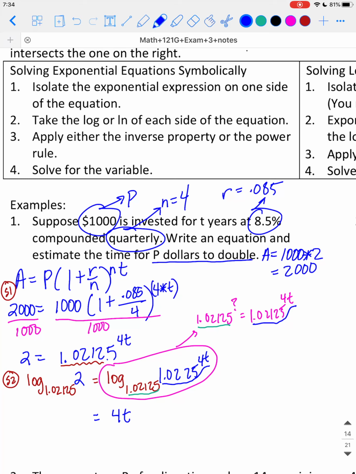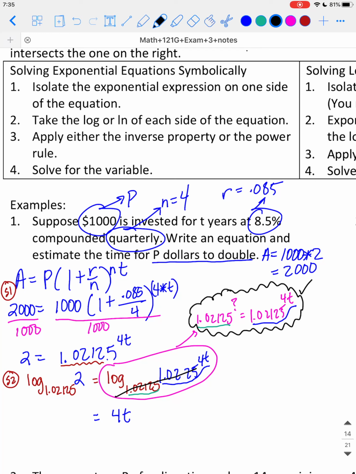Another explanation is that log base 1.02125 and 1.02125 to a power are inverses of each other. Some of you like to say cancel, and so we can say that this is gone and we're just left with the 4t. But really, the right way of explaining it is this right here. If we were to change that logarithm, just the one in pink, to what I just outlined here in black in this black little cloud, the reason why we're just left with 4t is this right here.